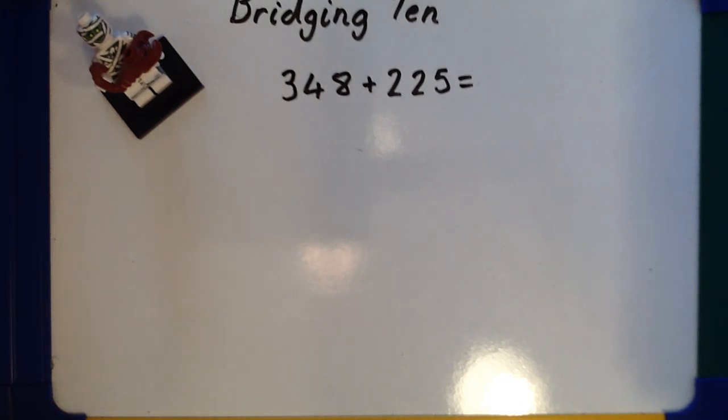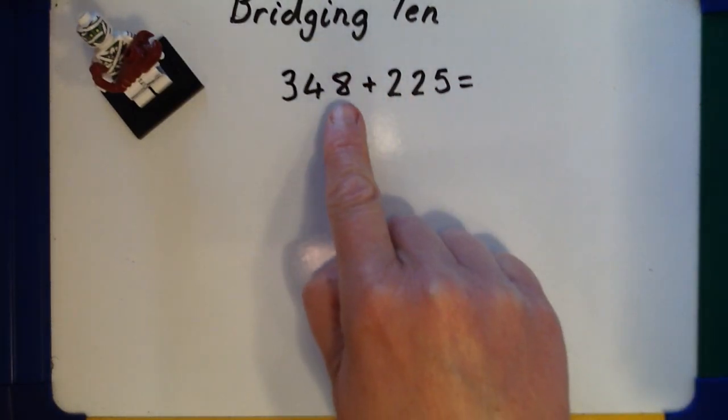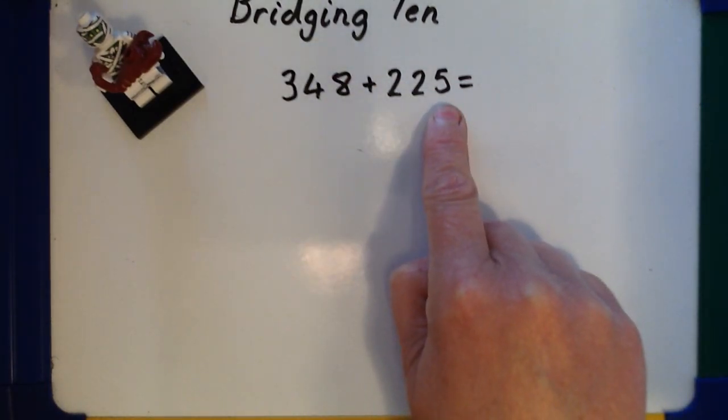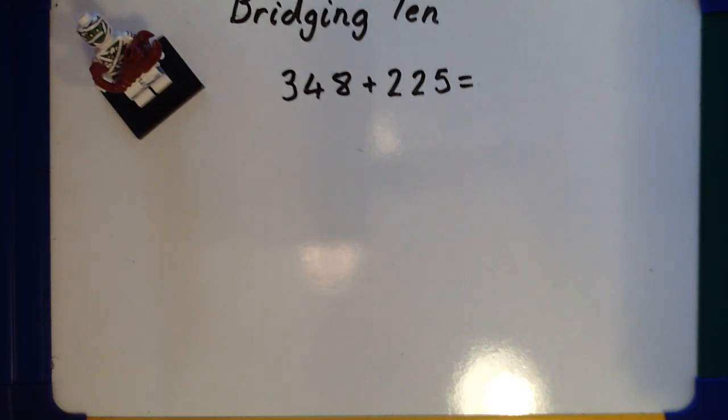to know how to add two 3-digit numbers. Today we're going to look at numbers that bridge 10, and that means that the ones are going to add up to make 10 or more. So I'm going to start with my mental calculation like I did yesterday.